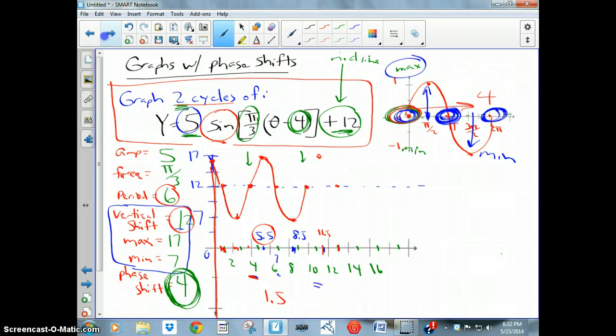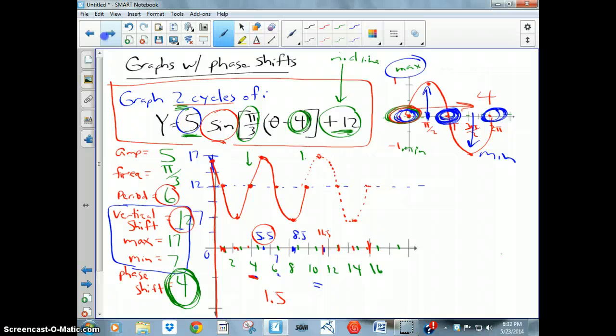1.5 units from there should be 14 and a half. It'll be down at the minimum value right there. 1.5 units from there would be at 16, which we should be back on the midline again. Oops, and you know what? I'm going to draw this as a dotted line so you can see the second cycle. It's going to look something like that.